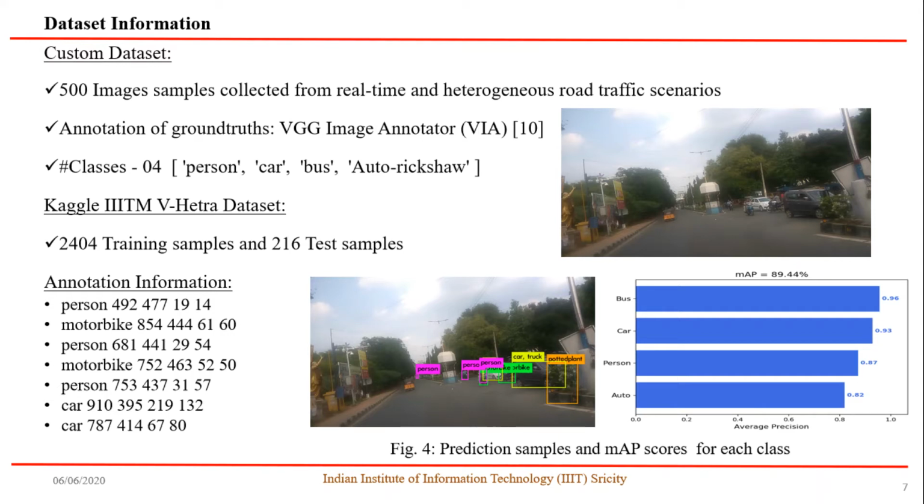Commonly, we have considered 4 frequently observed classes in each and every frame in our dataset, which were person, car, bus and auto rickshaw. These are the classes also considered in the other dataset provided by the Kaggle platform, with a total of 2404 training samples and 216 test samples used for evaluation. The annotation information starts with the class category, followed by the X, Y, width and height ground truth information.